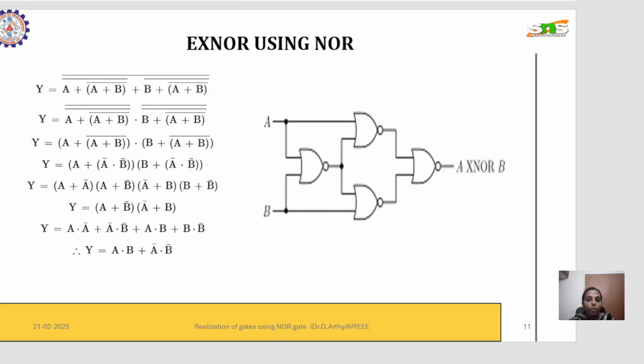And this is XNOR using NOR, right? Here again we have applied a double inversion. Then again we have applied De Morgan's law, and after that we'll be getting an XNOR gate. So this is the expression for XNOR gate. This is the circuit for XNOR, but we have realized it using NOR gate.